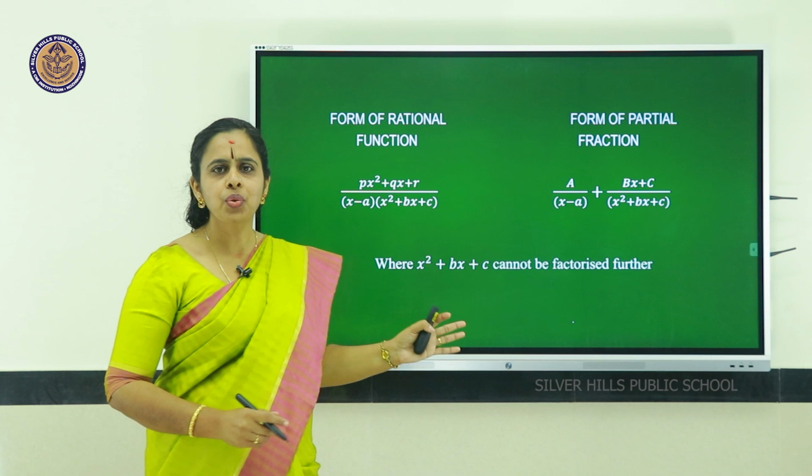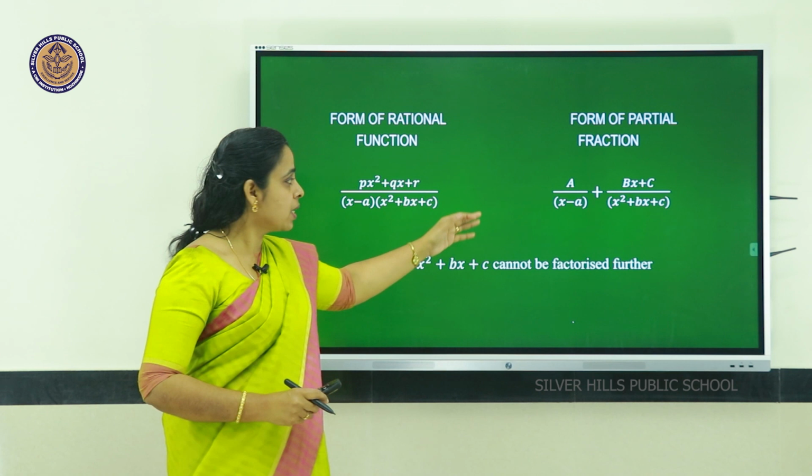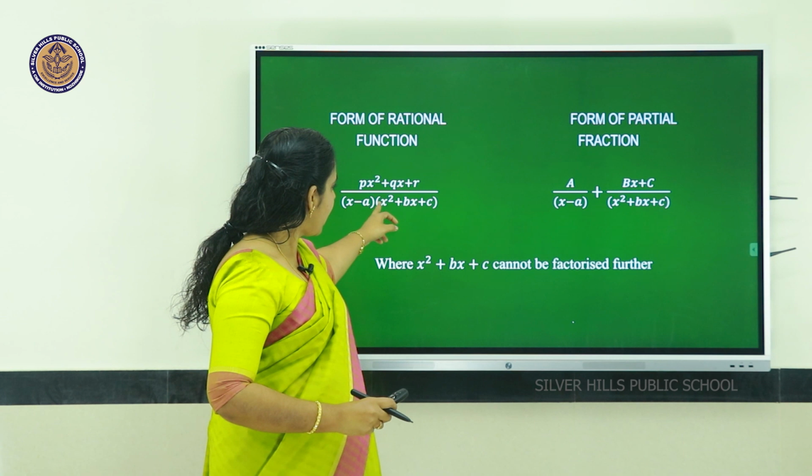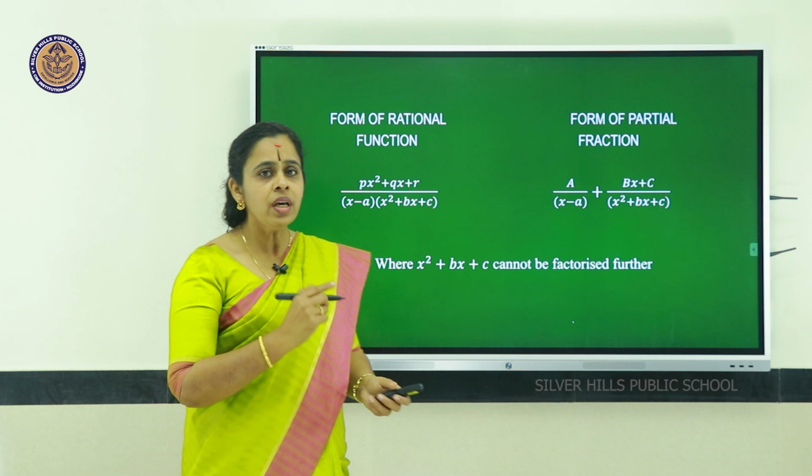Form of rational function: px square plus qx plus r divided by x minus a into x square plus bx plus c. Second one, form of partial fraction: a by x minus a, plus bx plus c divided by x square plus bx plus c, where x square plus bx plus c cannot be factorized further. Now in this form, if you get a question, let us see how to do it.